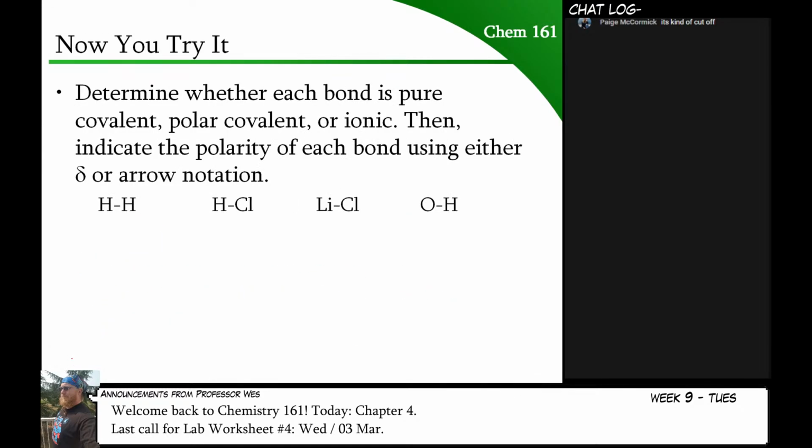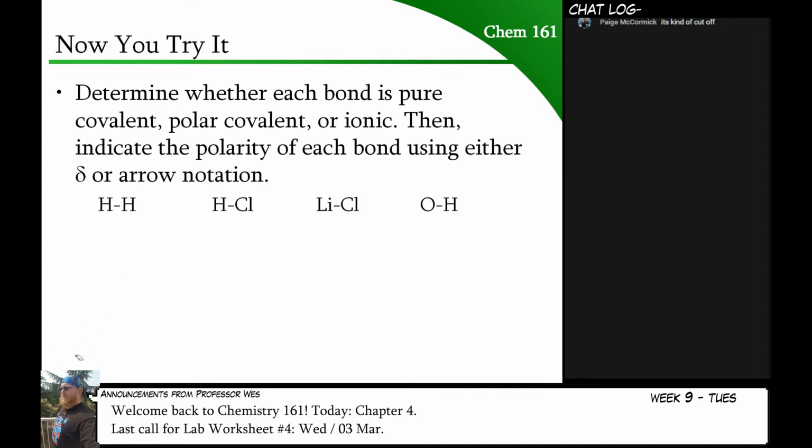All right. Now what I want you to do is apply the same thing. But then what I want you to do is apply either polarity notation. So you can use either delta plus or minus, or use the arrow notation, and then draw that along the bond. So when I say along the bond, I mean something like this, as an example.